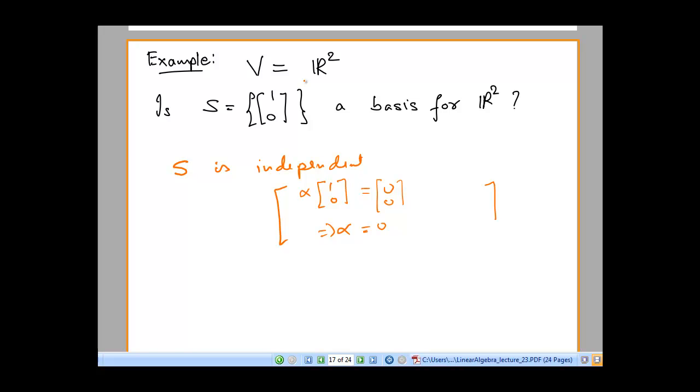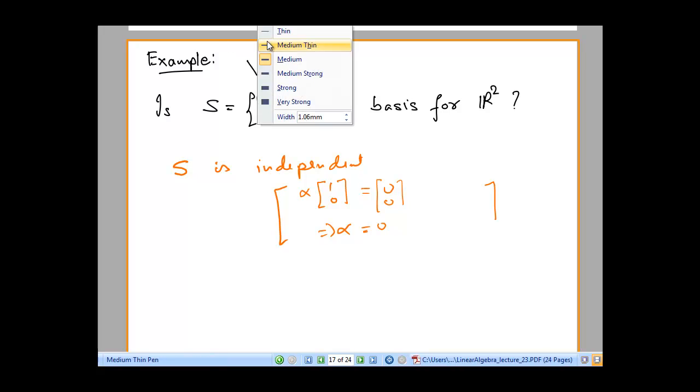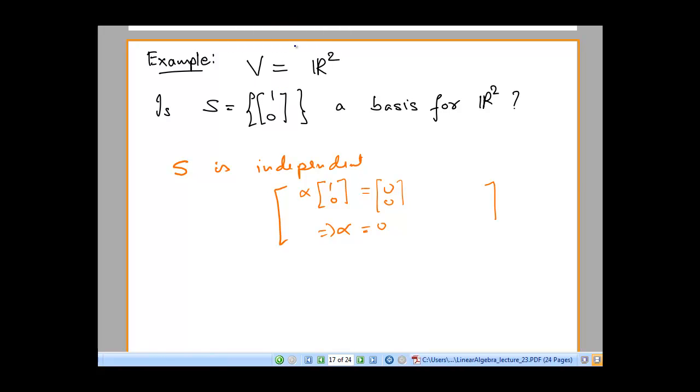But that's not all we need to call this a basis. We have to show that this S also spans all of R2. But here, geometrically, we know that since S is just one vector, it can span only the line passing through that axis. So in this case, it will be just the x-axis. It cannot be the whole of R2. So it cannot be a basis. So L of S by definition is alpha times (1, 0), such that alpha belongs to the set of R.